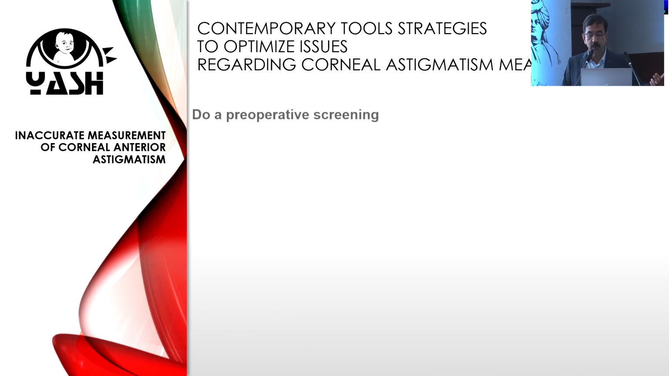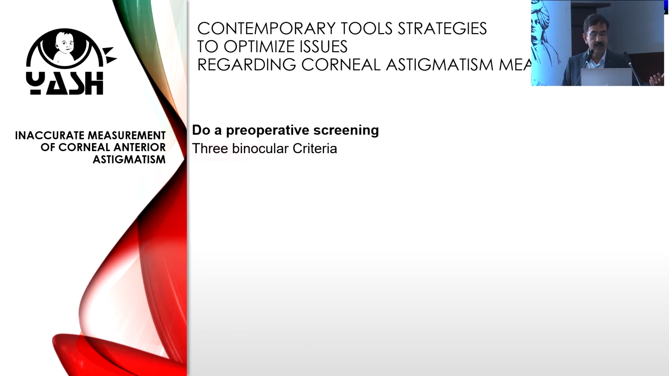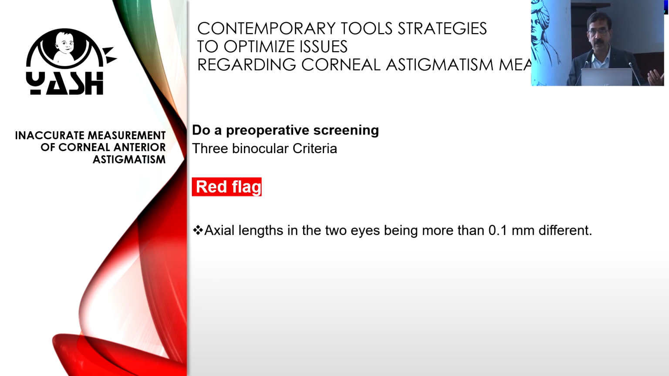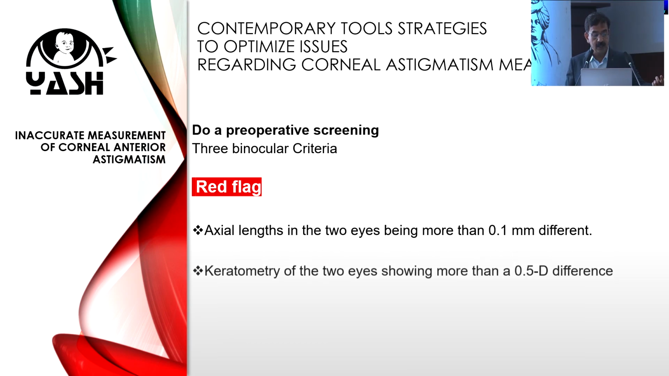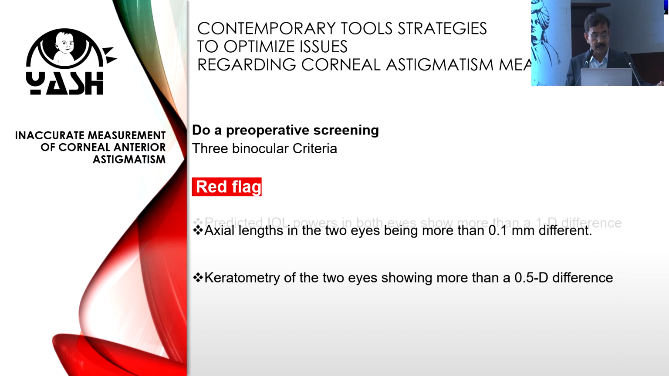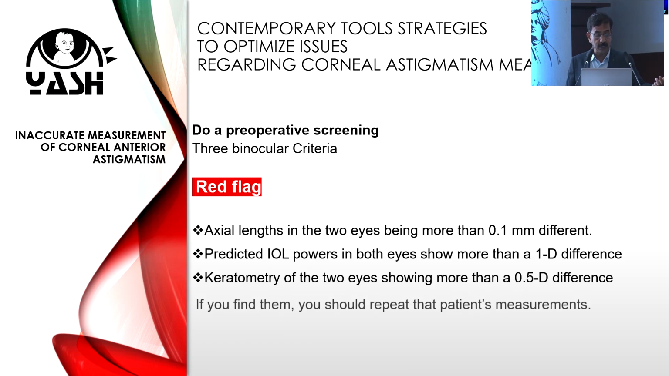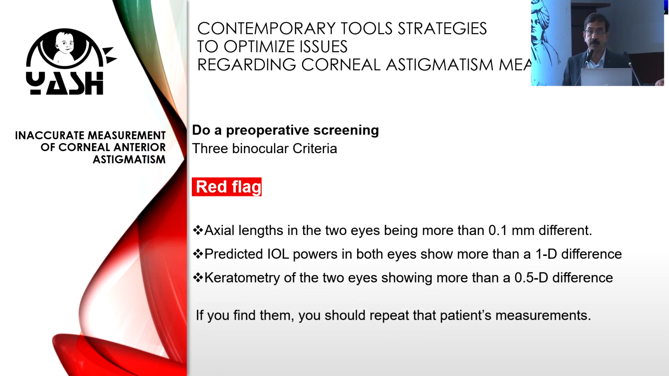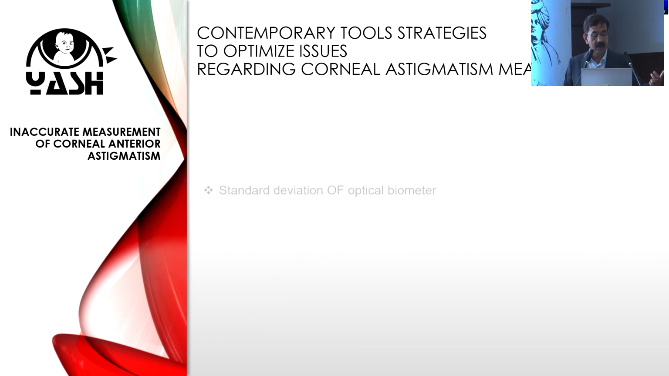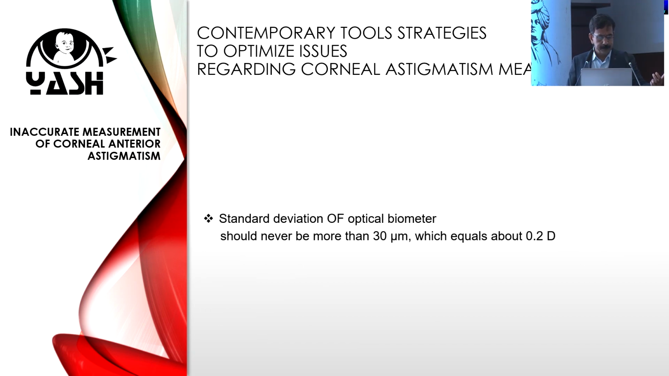Regarding another point, you have to have some pre-operative screening. If you are calculating, there are some red flags you should know. If the axial lengths of the two eyes differ by more than 0.1 millimeter, if the keratometry differs by more than 0.5 diopter, and if the IOL power difference between both eyes is more than 1 diopter, think that something is wrong. You have to repeat the measurements. Maybe you can use a corneal topographer, or another instrument to calculate, so that these red flags are addressed. And regarding the uniocular criteria, when you do keratometry with an optical biometer, you should look at the standard deviation.